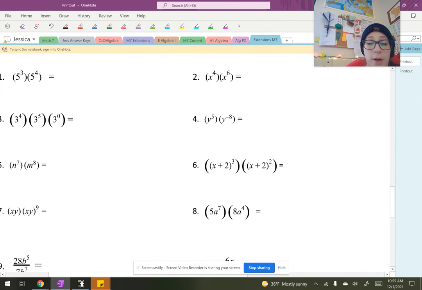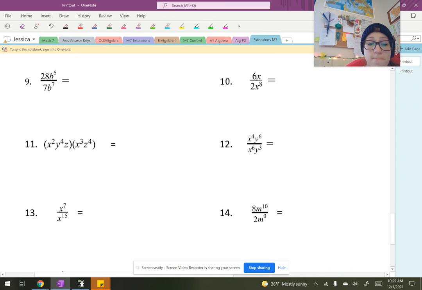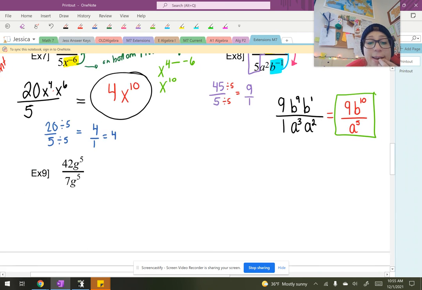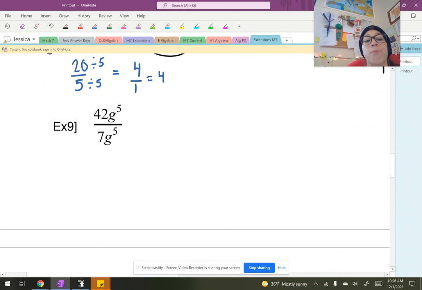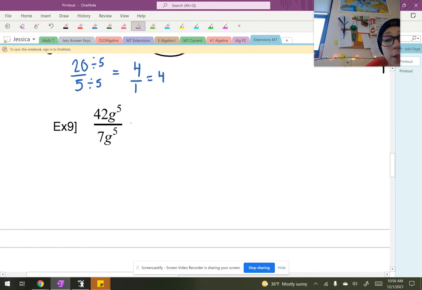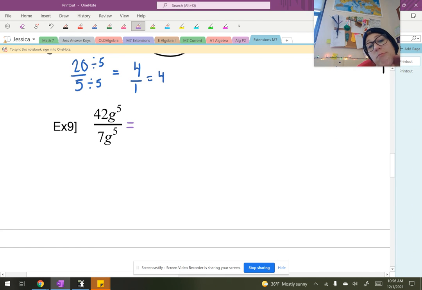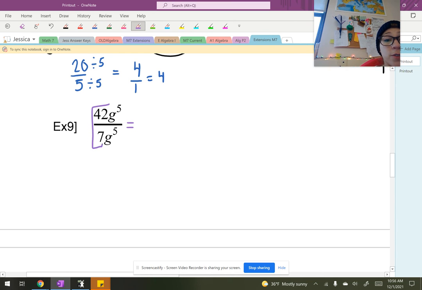Just taking a look at your practice problems. Okay. Example number 9, last one. So this one's kind of sketchy because it actually works out really nice. Well, looking at our numbers first, 42 divided by 7. 42 divided by 7 is 6 over 1. All right, both of those pieces are divisible by 7.